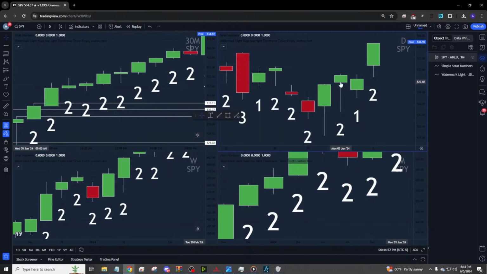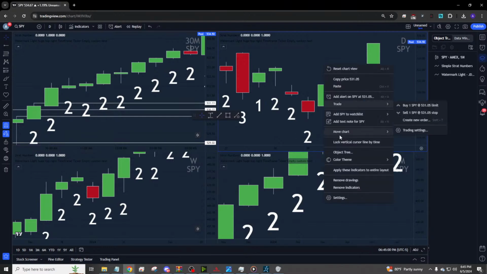That's really deceiving, because at that point, you would think that the buyers were taking the offer that day and it closed higher, but it didn't. It closed 2 up, but red. So you need to make sure that setting's turned off.